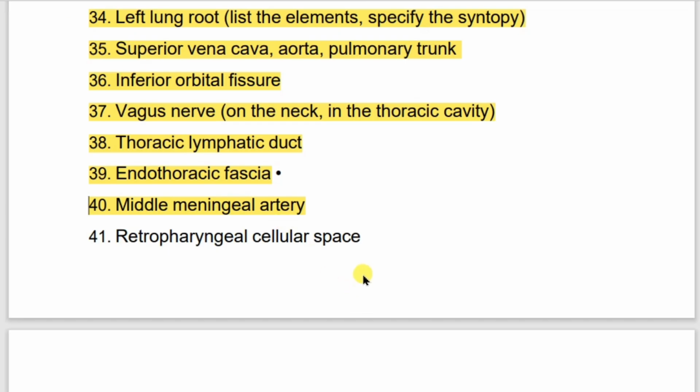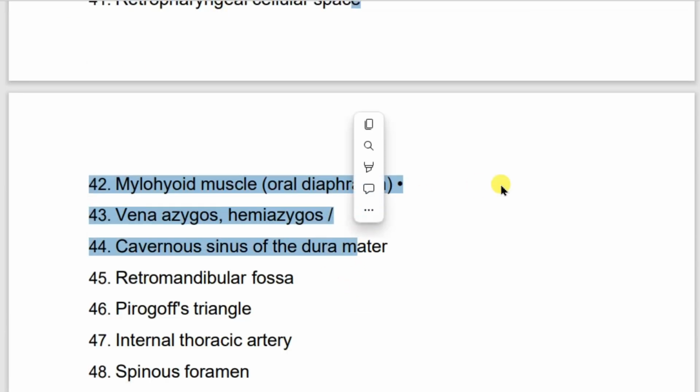Let's see the next structure. What we have here is the retropharyngeal cellular space.